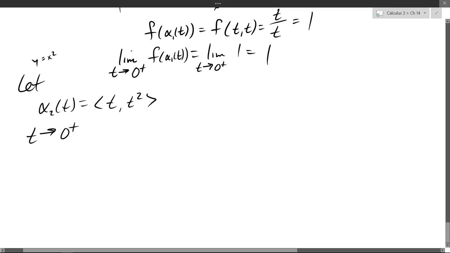So any questions about that path? And of course, alpha 2 of 0 is the point or the vector 0, 0. So I arrive at the correct location.